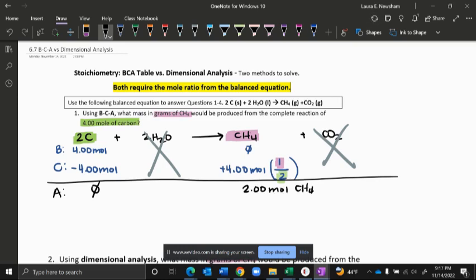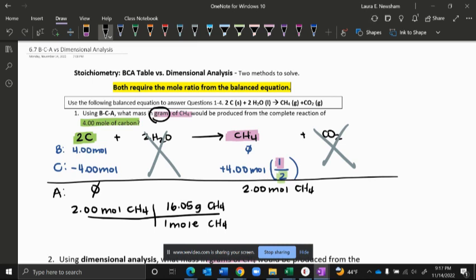of CH4. Now, it did ask for grams, so I need to take a step further. So 2 moles of CH4, and I need to use a conversion: 1 mole of CH4, and this is my molar mass. Molar mass is 16.05 grams. Again, this is my conversion here. So we have to actually solve for what we're looking for. When I multiply the 2, I get 32.10 grams of methane. Now, this is the BCA method that we have learned previously.